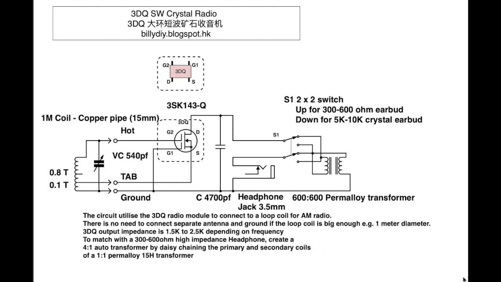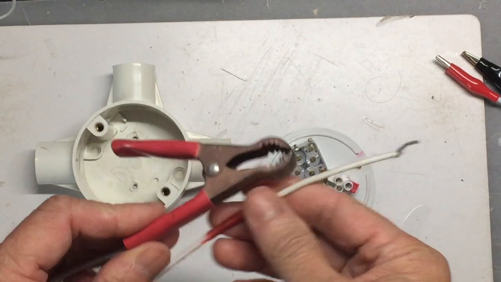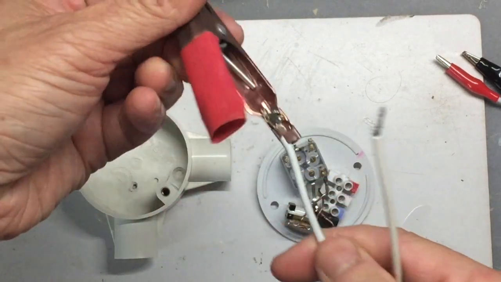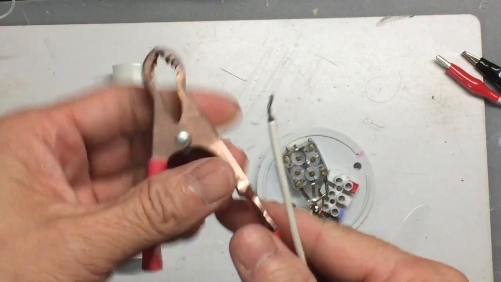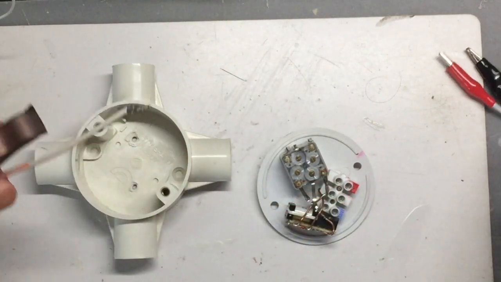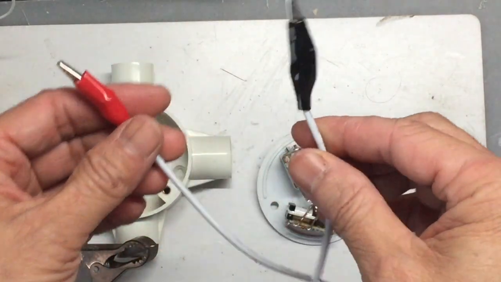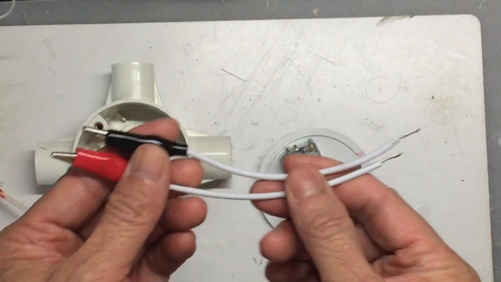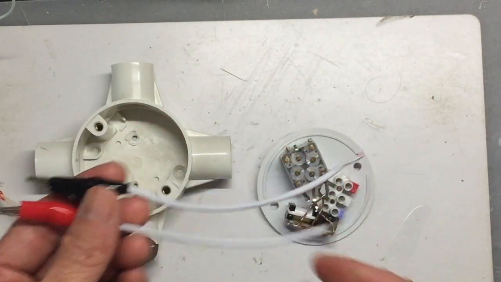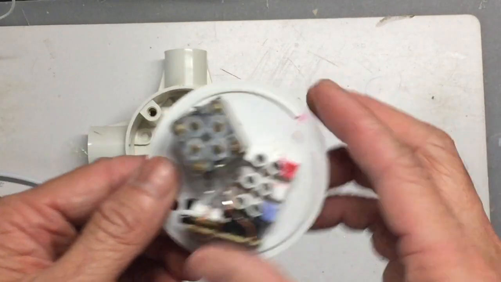And then for the tap, we will move up the tap to around 0.1 turn above ground, which will be about 1 foot or 2 feet on the perimeter above ground. Because the copper pipe is quite thick, around 16 millimeter, we need this type of huge alligator clip, commonly used in car batteries for the tapping point. And then these smaller alligator clips can be used for the ground and the hot connection.